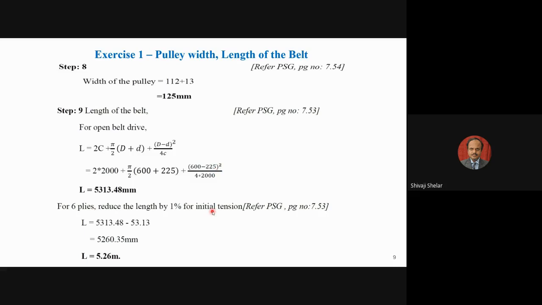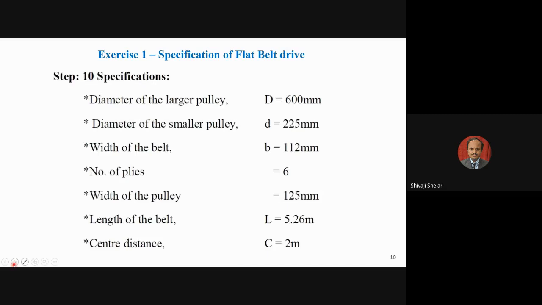So maybe small modifications need to be made in the design process based on the manufacturer's catalog. When we are selecting a belt other than Dunlop belt, then you have to refer to the manufacturer's catalog of that belt, and that catalog will provide the design procedure, and we need to follow the selection and design procedure accordingly. So this is regarding the selection of the belt.